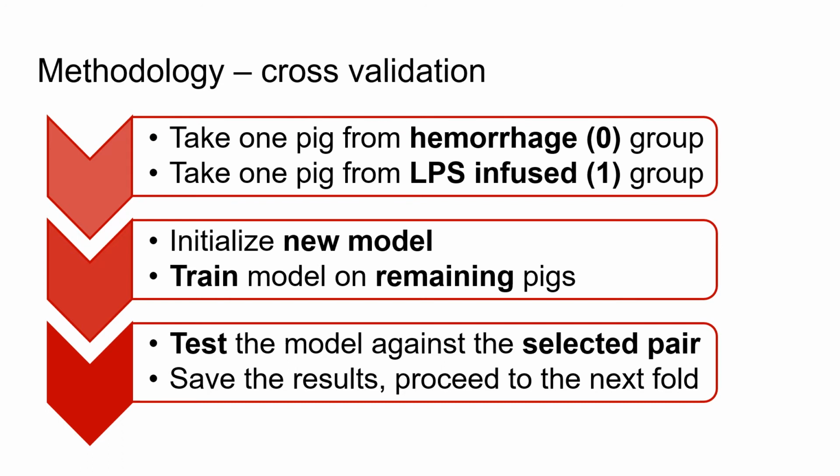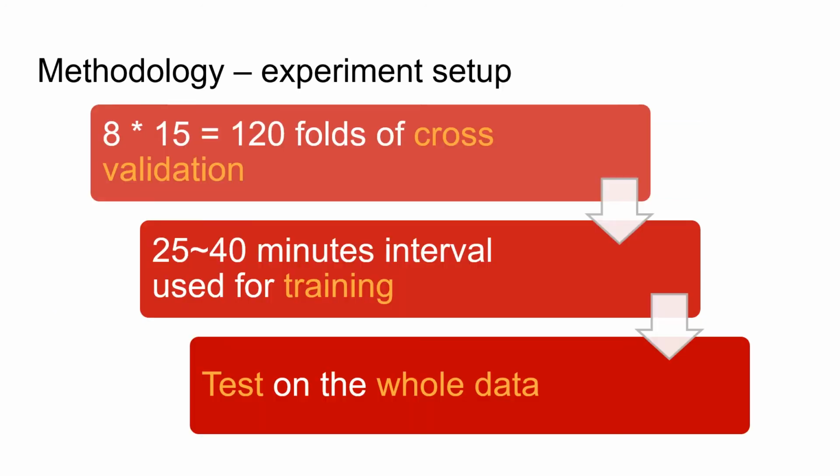For this experiment, we marked the LPS infused group as positive class and bleeding ones as negative. Training has been performed using specific applications of cross-validation. For each training run, we selected 2 peaks from opposite classes to test the model on. This resulted in training on data of 21 peaks and testing on the chosen pair for each fold. This process has been repeated 120 times.